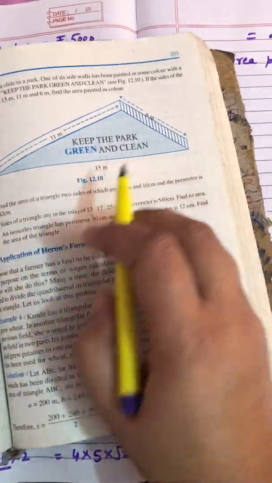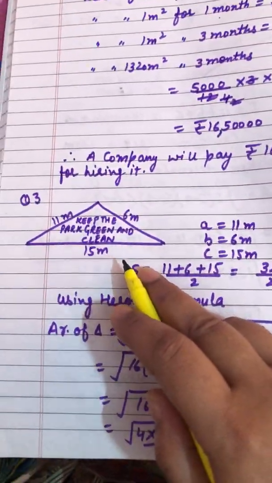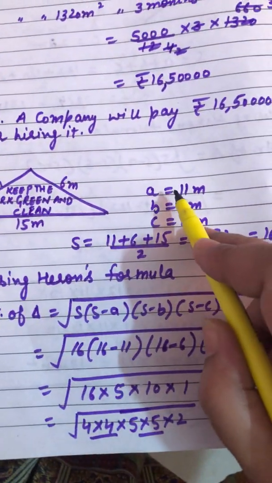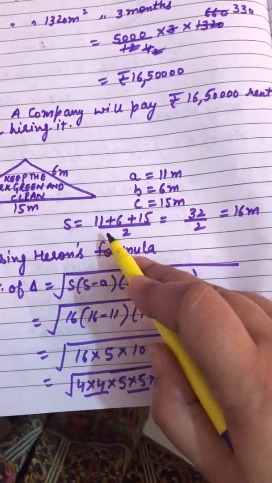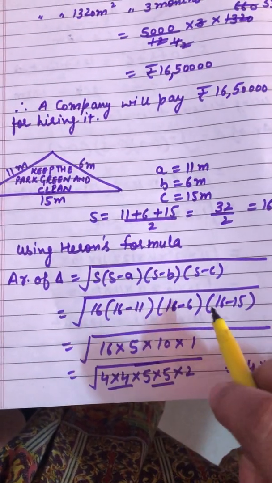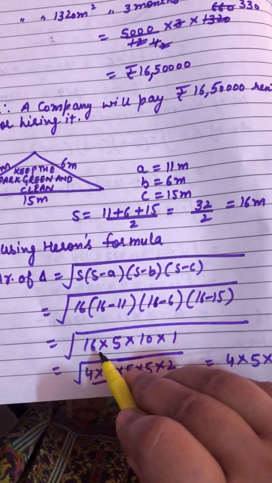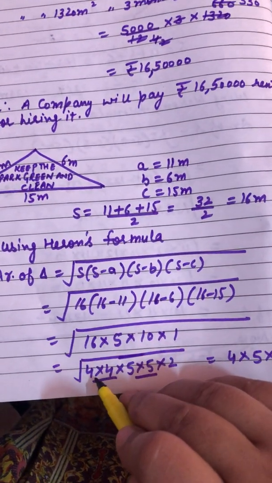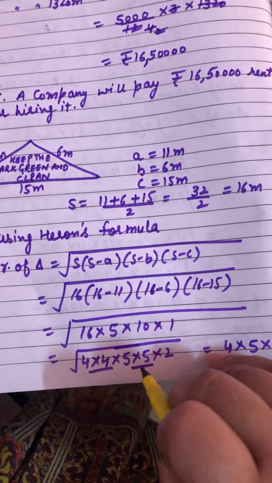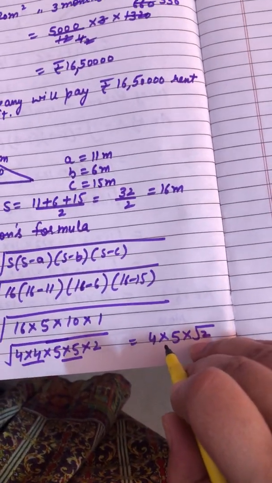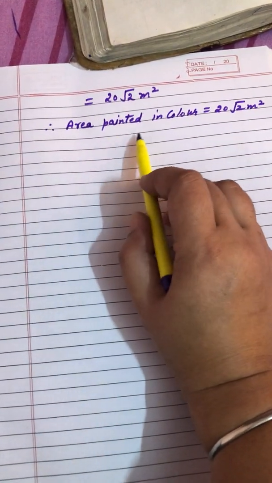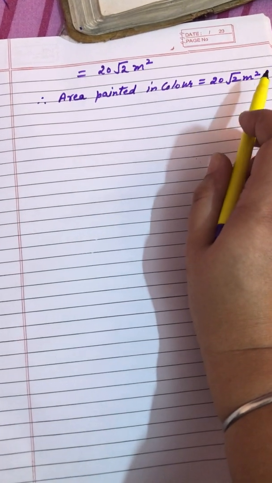Now it means we need the area of the triangle. So see, this is a slide and it is in triangular shape, 11 meter, 6 meter and 15 meter. So a, b, c is 11, 6 and 15. First of all find s and using Heron's formula, write down the formula, put the values of s, a, b and c, and after solving we get 16 into 5 into 10 into 1. Make the factors of 16, 4 into 4 into 5. Factors of 10 are 5 into 2. Taking pairs, you can see we have pairs of 4 and 5. Taking out the square root, we get 4 into 5 into root 2. So the area is 20 root 2 meter square. Therefore the area painted in color is 20 root 2 meter square.